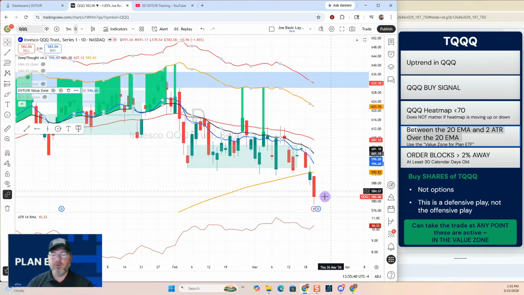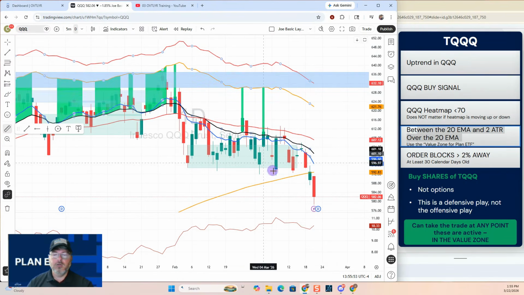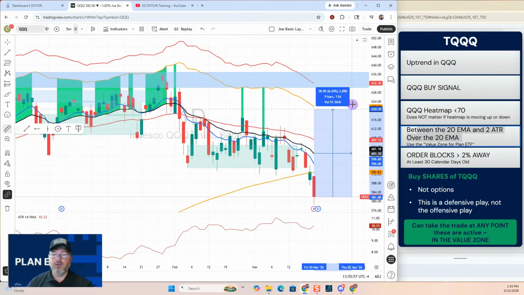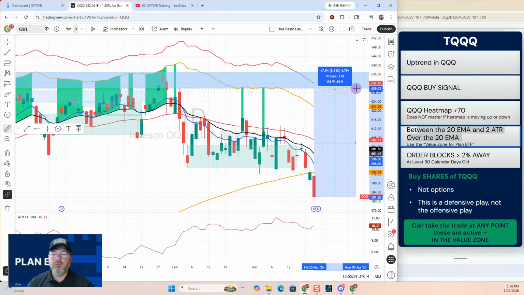All right, current price is here. The order block is up here. This is support, this is resistance. So we're referring to this block, and let's do a measure to find out how far away from the current price that order block is. It is about 8%. Well, 8% is much further away than 2%. So that signal would be fine.